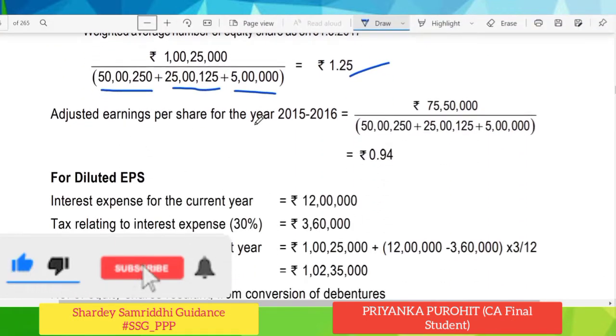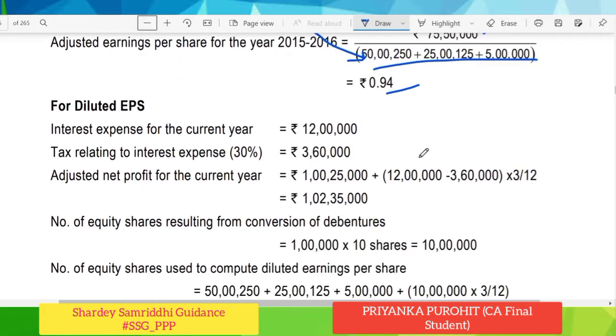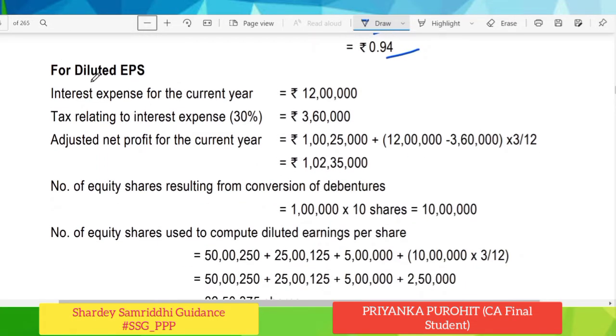Adjusted earning per share for the previous year would be again the earnings for that year divided by, similarly, the weighted average number of equity shares in the previous year, and we will compute the adjusted earning per share for the previous year. So for now the diluted EPS we have to do.